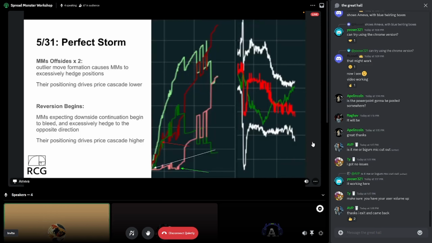Now, I'm going to talk about yesterday because this is one of the most perfect trading days I've seen for either side in a long time, right? At least for the option side. You see market makers go offsides twice during the day. What I was talking about earlier with IV mechanics.